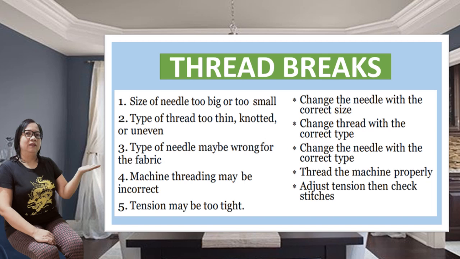Thread breaks. Number 1. Size of needle too big or too small. Change the needle with the correct size. Number 2. Type of thread too thin, knotted, or uneven. Change thread with the correct type. Number 3. Type of needle may be wrong for the fabric. Change the needle with the correct type. Number 4. Machine threading may be incorrect. Thread the machine properly. Number 5. Tension may be too high. Adjust tension with the check stitches.